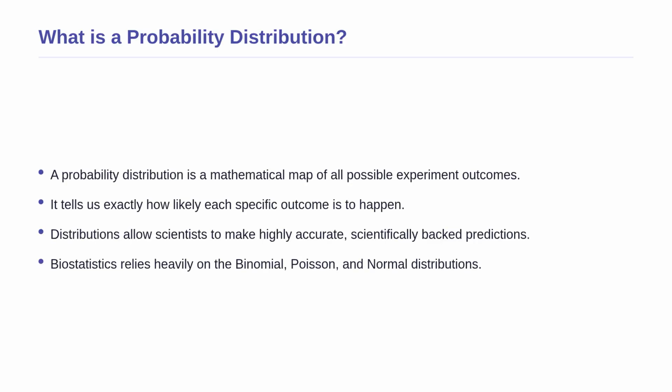To begin our journey, let us understand what a probability distribution actually is. Think of it as a mathematical map or a cheat sheet for reality. It tells us all the possible outcomes of an experiment and exactly how likely each outcome is to happen. Instead of just guessing blindly, we use these distributions to make highly accurate, scientifically backed predictions in biostatistics. Whether we are looking at genetics, epidemiology, or ecology, we rely heavily on three main maps to guide us. Let us dive into the first one.